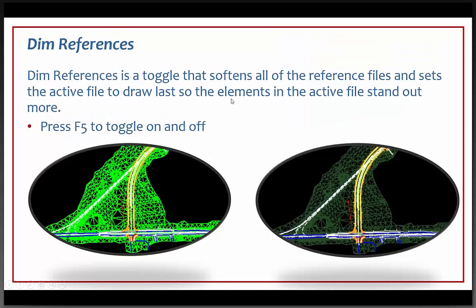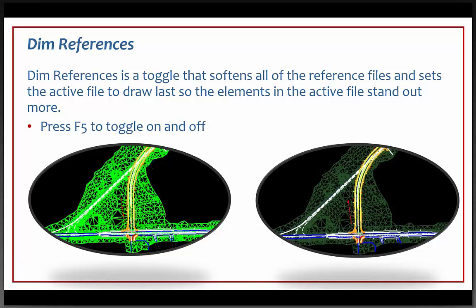Also, the new dim references tool is kind of neat. Basically, what it allows you to do is if you hit F5 on the keyboard when you've got a really busy file, a bunch of references and stuff going on, it will soften the appearance of all of the references. And then it sets the active file to draw last, so it kind of stands out in front of all those references. It just makes it a little bit easier to see. As you can see from the image on the left to the image on the right, it really makes the things in this active file stand out more.